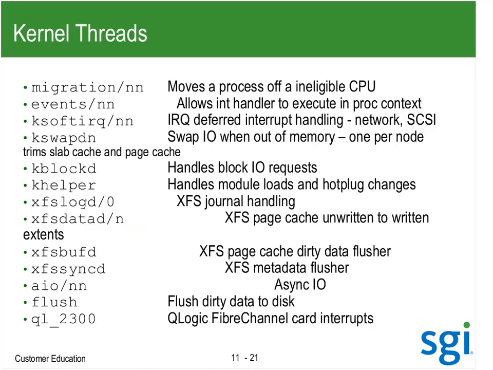I'm just kind of listing the kernel threads here. Migration thread is the load balancer, basically. We have an events thread that allows an interrupt handler to execute in process mode. So events are driven by interrupt handlers. Usually for me, when I see events, it's due to metadata activity. We have interrupt handlers, IRQs and stuff.